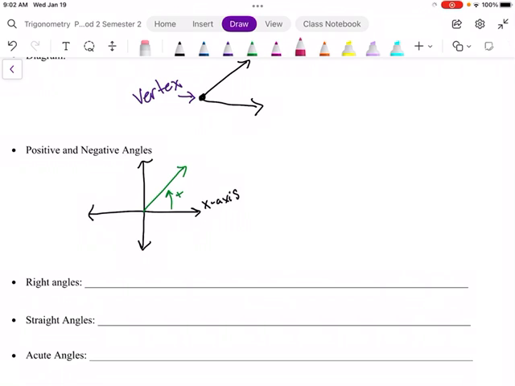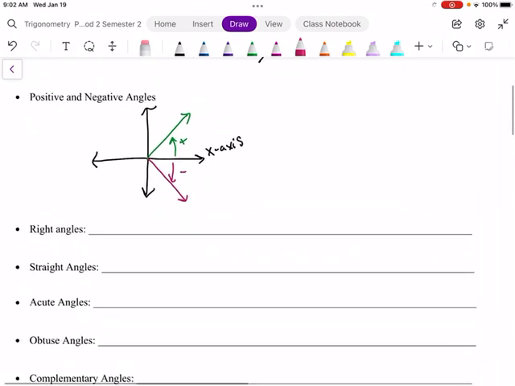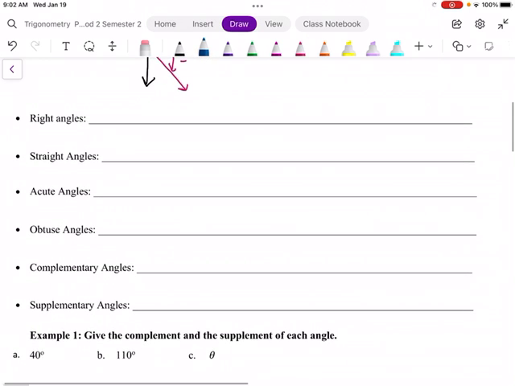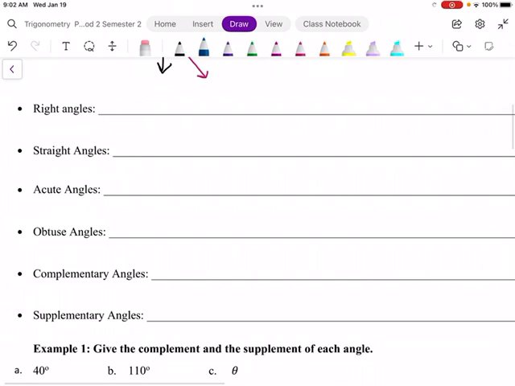And if we're going down, that's negative. Then we have right angles. Those are 90 degrees. Straight angles are 180 degrees. Remember, if that is a right angle, you can't assume it is unless they give you the box or enough information to figure out that it's a right angle.